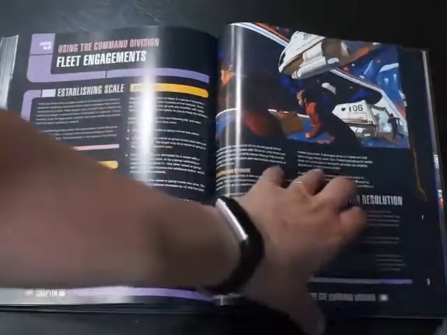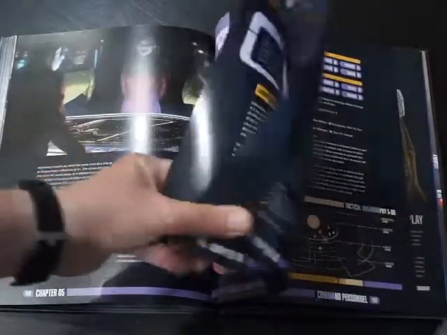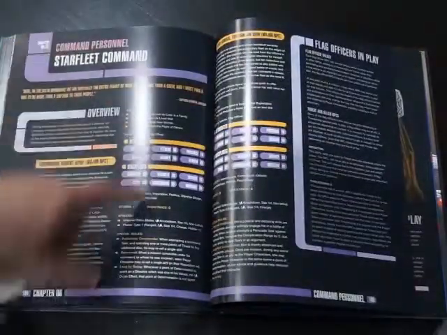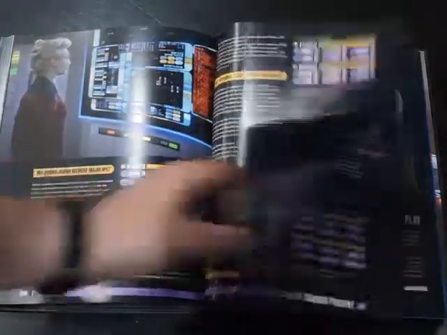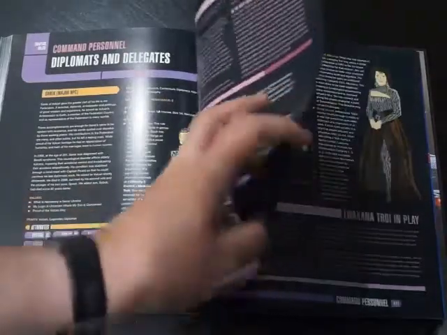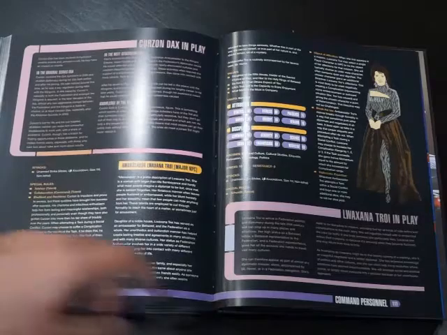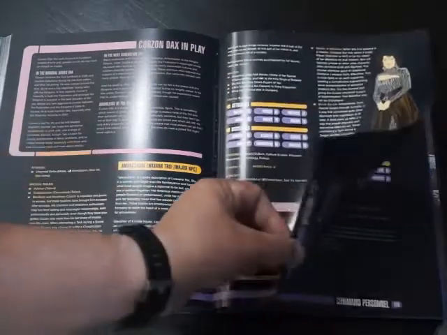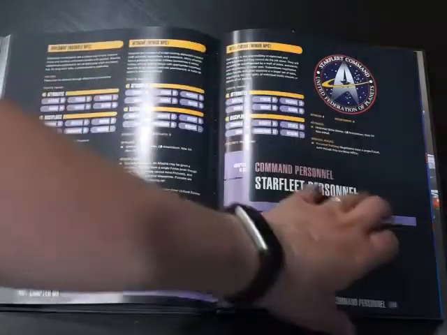Fleet engagements, how to run them. And then we get some command personnel, so people that you would encounter in your travels. So Starfleet, obviously things like Commodores and Rear Admirals and stuff like that, and Vice Admirals who might send a message. Then we get a bit of delegates and diplomats from everybody from Sarek to, yes, it is that scary woman, Luxana Troy. And then we've got some diplomatic attaches and stuff like that.